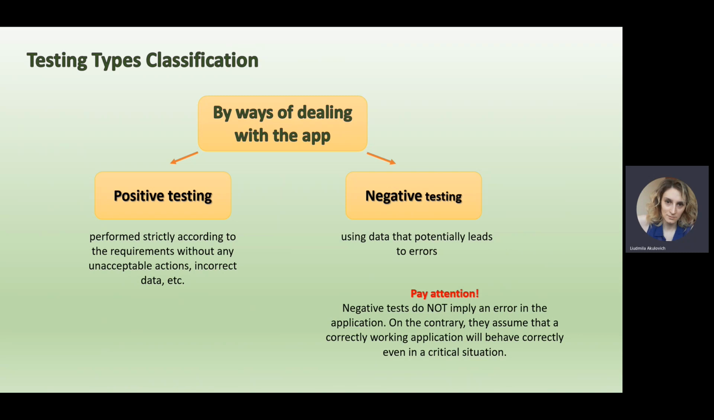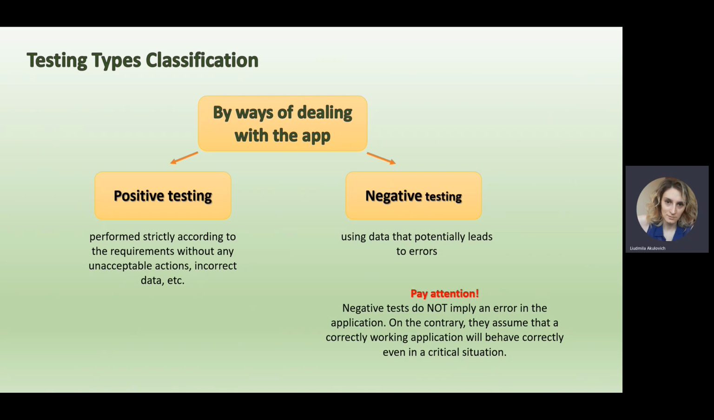If your text field accepts only English letters, you will insert only English letters. On the contrary, negative testing means that you are going to use the data that potentially leads to errors. For example, if my system accepts only images of PNG format, I will try to upload GIF images. So I will use the data that surely will lead to errors.